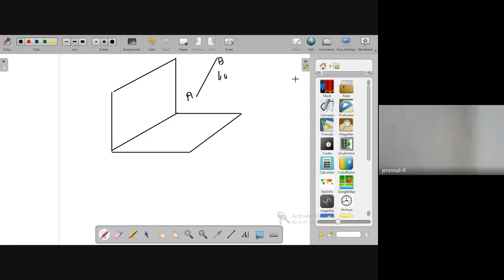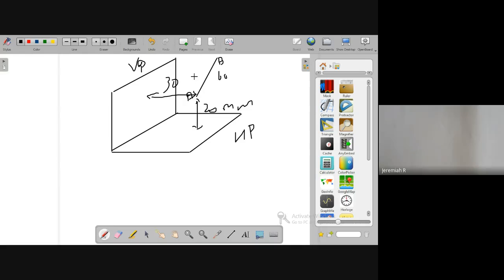What is the next condition given? The point A is 20 mm above HP. This is the horizontal plane, and this is the vertical plane. The point A is 20 mm above HP. But the same point A is 30 mm in front of VP.